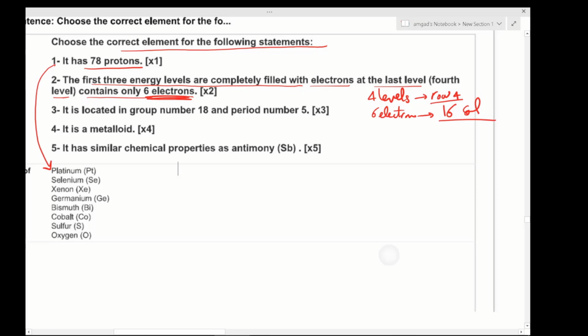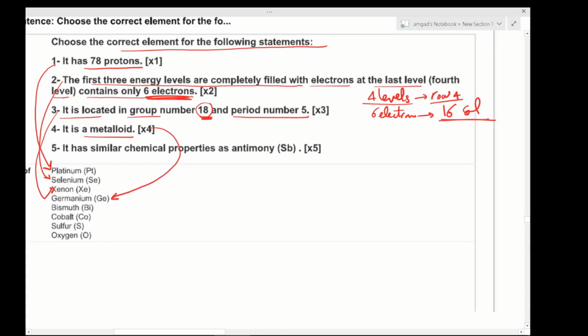So, row number 4, column 16. What is it? Selenium. It's located in group number 18, so that's column 18, and period 5. So row 5 and column 18: xenon. It's a metalloid. So is it germanium, bismuth, cobalt, sulfur, or oxygen? Which one is the metalloid? Germanium. The germanium is a metalloid.